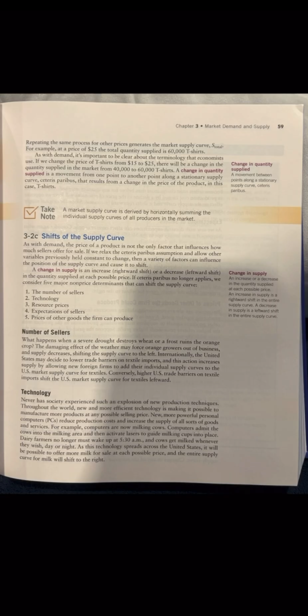Dairy farmers no longer must wake up at 5:30 a.m., and the cows get milked whenever they wish, day or night. As this technology spreads across the U.S., it will be possible to offer more milk for sale at each possible price, and the entire supply curve for milk will shift to the right.